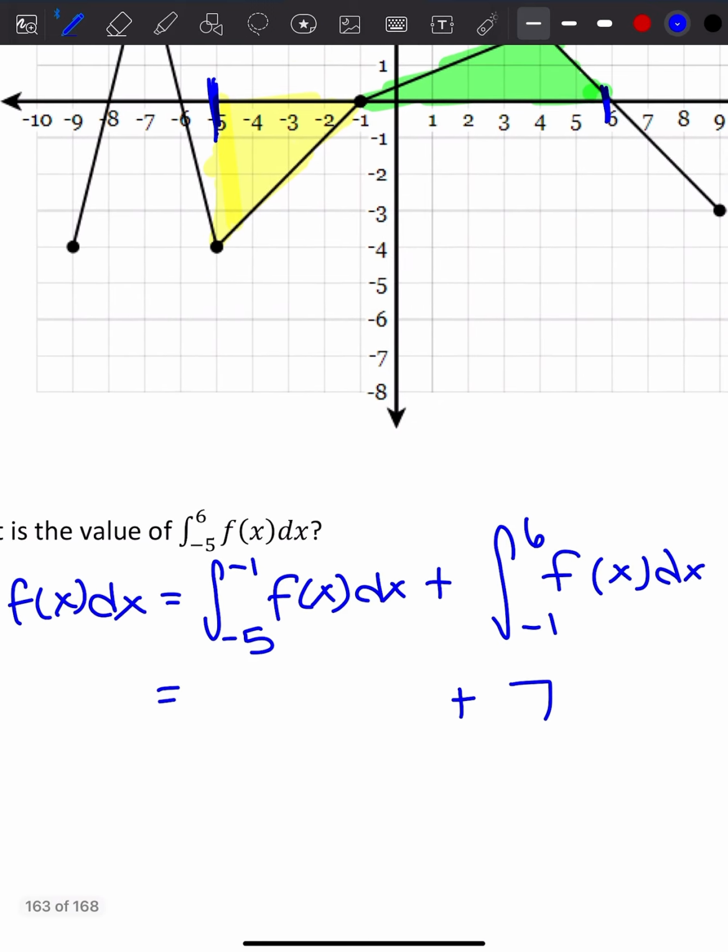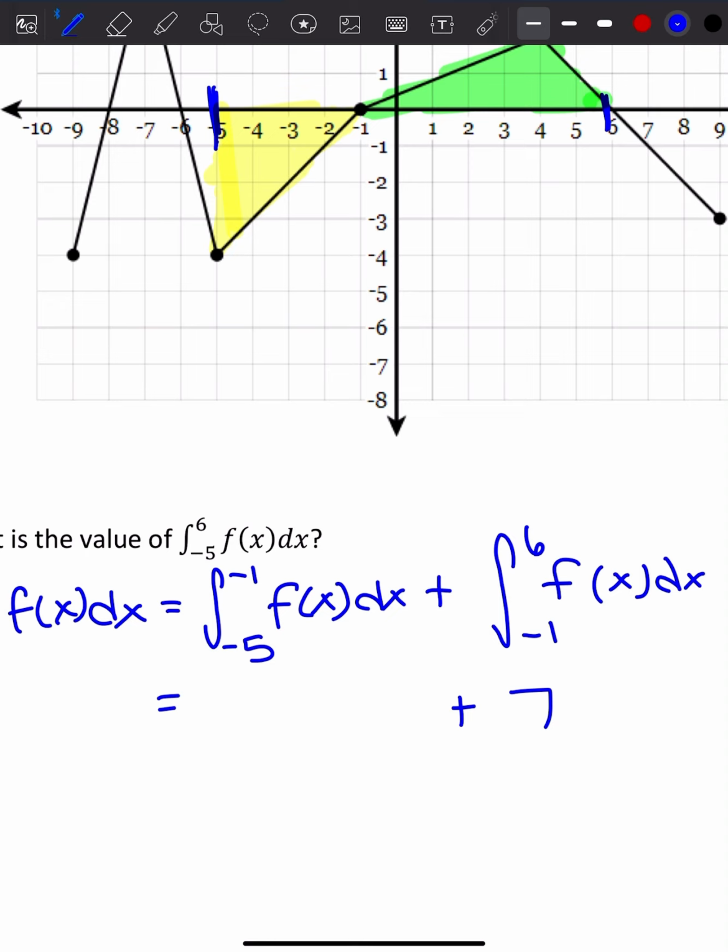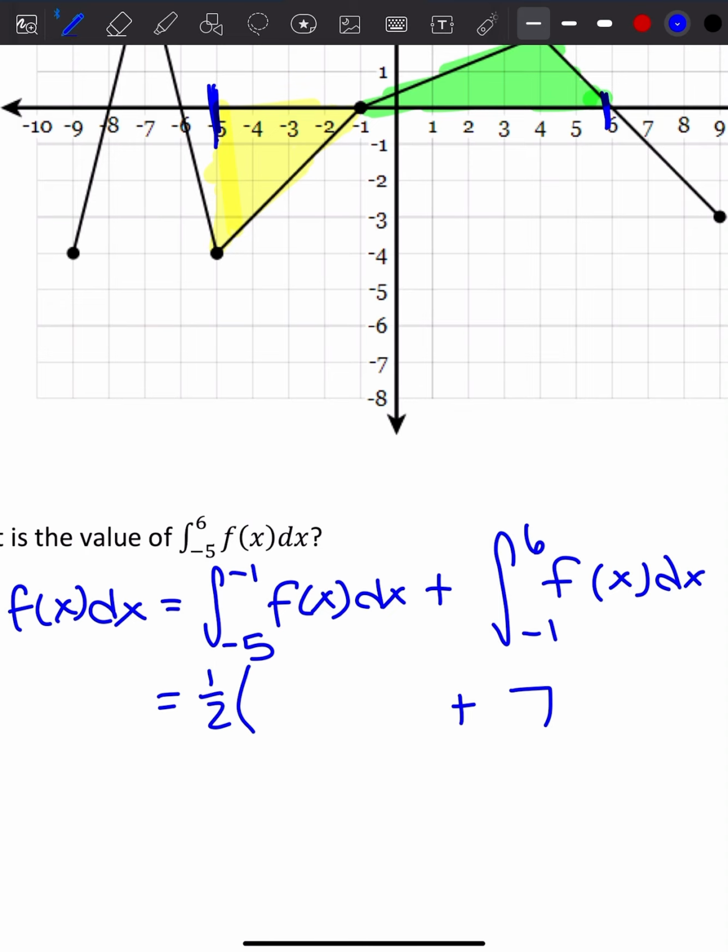So we're going from -5 to -1, so we need 1/2 times. We're looking from -5 to -1, so if we look here, we have a distance of 4. So our base would be 4, and our height is 4, but we are going to make it negative because it is in that lower region. If we want to, we could find the area of that triangle and then make it negative, but because it's below, we need to make it negative in some way, shape, or form.